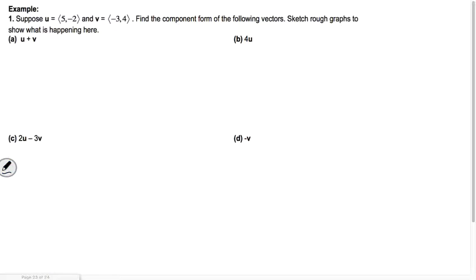All right, so it says u equals 5, negative 2, and v equals negative 3, 4. Find the component form of the following vectors. Sketch rough graphs to show what is happening here. Okay, so let's draw a rough graph. If I have 5, negative 2, and try to draw it as precisely as possible, I know it's hard sometimes. So that's vector u. And then vector v is negative 3, 4.